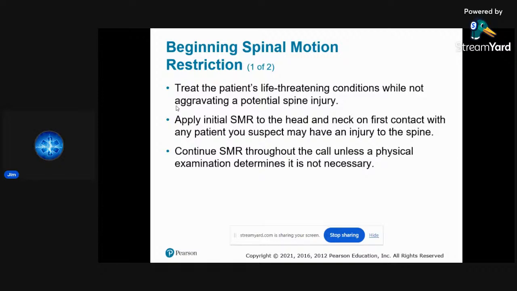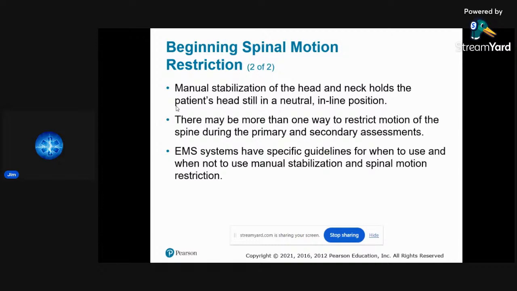And then at that point, I can release the manual stabilization. That's the only time I can. The manual stabilization holds the head and neck in that neutral inline position. There is more than one way to restrict motion of the spine during the primary and secondary assessment. Your EMS system has specific guidelines of when and when not to use stabilization and spinal motion restriction. So your protocols will outline that.